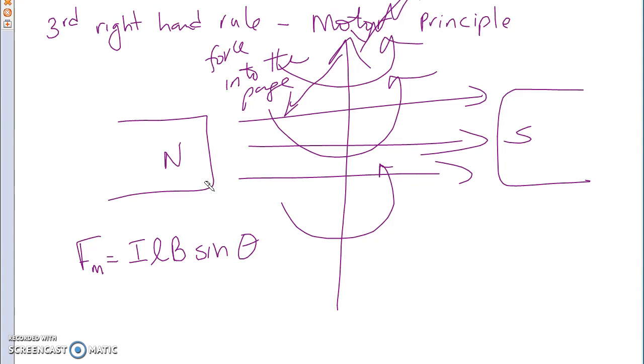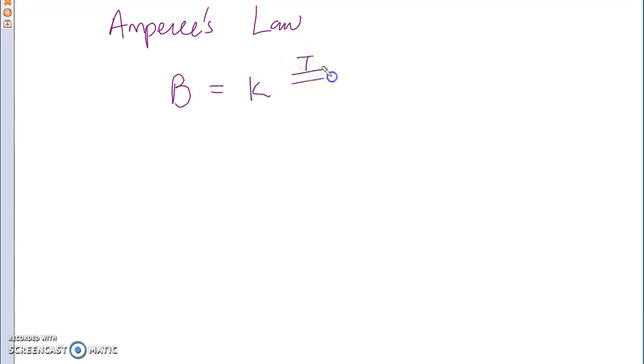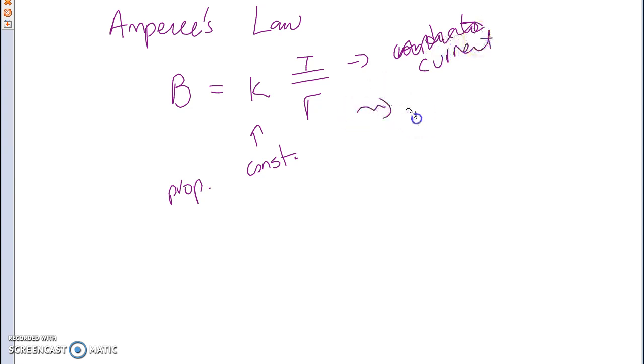Okay, let's go to the next thing that we talked about here, which was Ampere's law. The formula that we did was, if I want to figure out how large the magnetic field is around a conductor or a charged particle, then I would do B equals kI over R. K was a proportionality constant, I, of course, is your current, and R is a radius. And that tells me the magnetic field around this conductor.